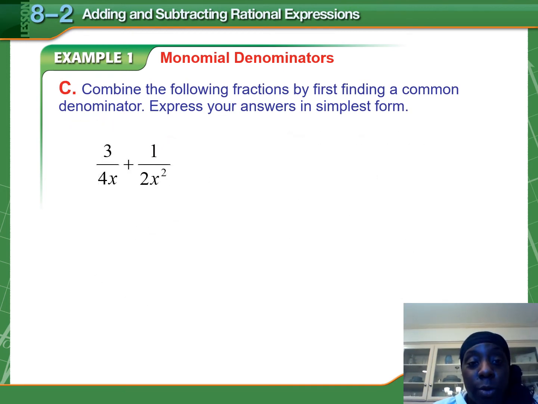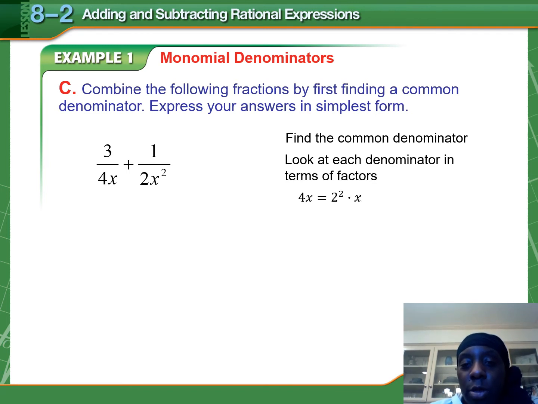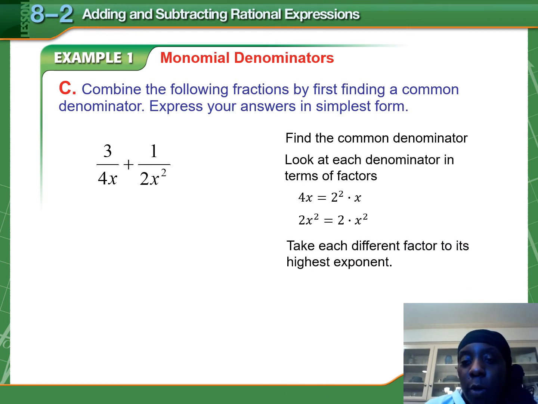So we have one more to do. All right, they're not the same. They don't have the same denominators. We need to force them to be the same denominator. So here we go. Let's find a common denominator. One is 2 to the second power times x, and the other one is 2 times x squared. So we have to take each factor to its highest power. So we need 2 to the second power, and we need x to the second power. So that would make 4x squared.